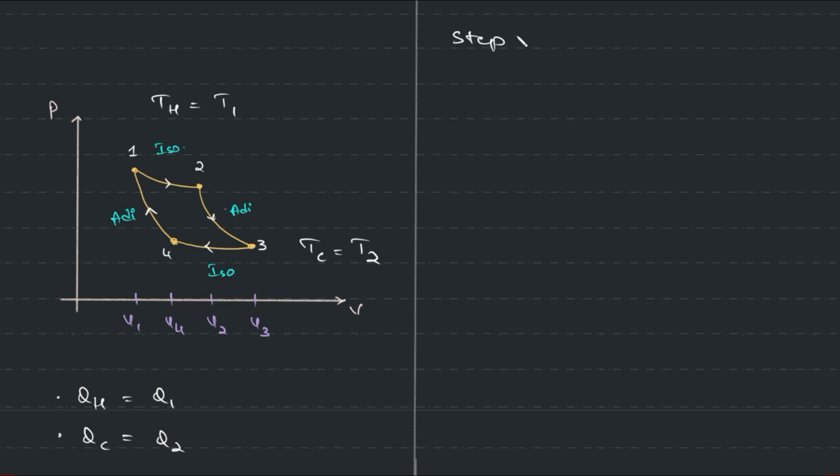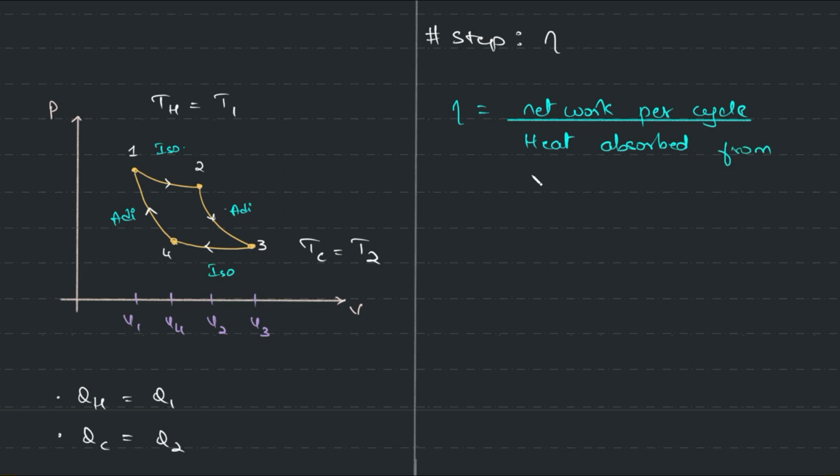So step 1, you have the expression for efficiency. Let's start with the obvious. Let's write the expression for efficiency. So efficiency is given by net work done per cycle, this entire expression divided by heat absorbed from the hot reservoir, right? So this will be W by Q1, is it not? So QH, so W by Q1.